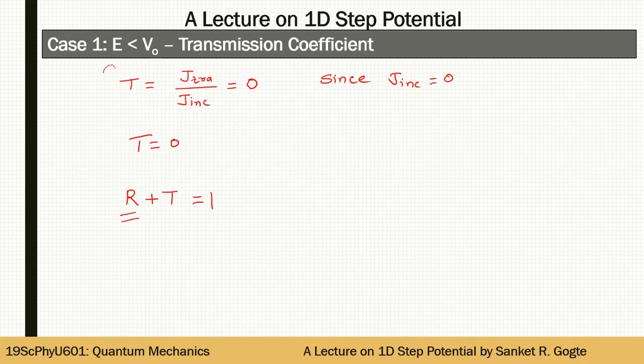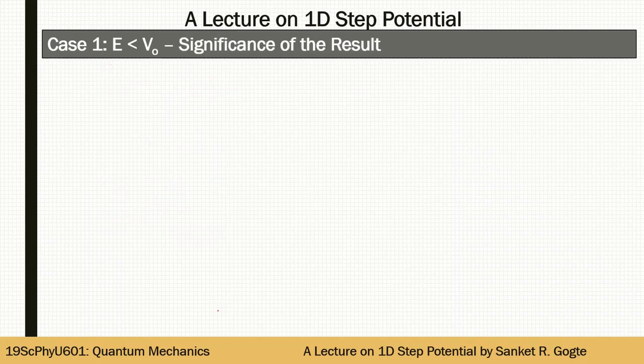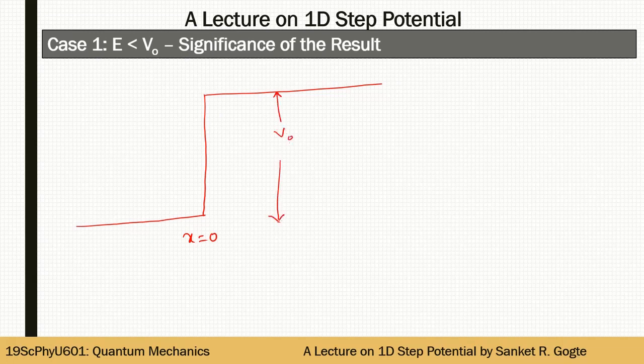We don't really have to calculate this, but we can verify here that this equation is what we can anticipate already. So this is the result that we get for this case, E less than V0. Now let's try to understand the significance of this result. Let me for that draw the potential step once again. It's like this, where this is the boundary which is at x equal to 0. This height is V0, and here the potential is equal to 0.